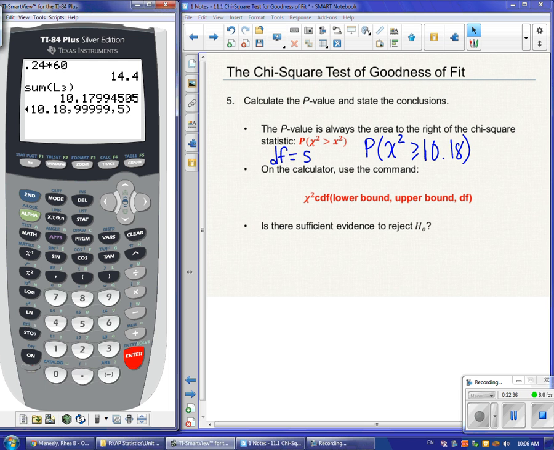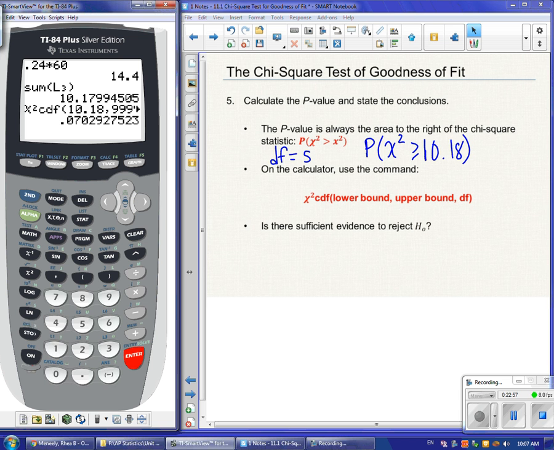Okay, so you'll see, if I scroll back, this is what it's actually going to look like for you if you have an older calculator. You'll have the chi-squared CDF, your lower bound 10.18, and your upper bound of 9999999. Make sure you're putting it in as a whole number and not 0.9999. And then you'll enter in your degrees of freedom and press enter.